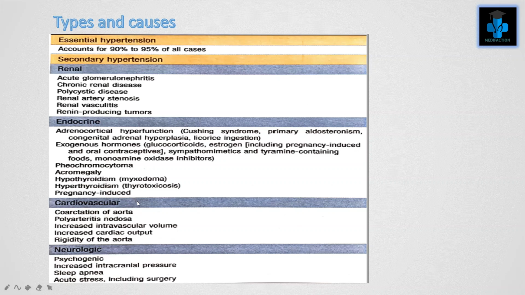When it comes to cardiovascular, we have polyarteritis nodosa, increased intravascular volume, increased cardiac output, and rigidity of the aorta, which can cause hypertension. In neurological causes, we have psychogenic, increased intracranial pressure, sleep apnea, and acute stress, including surgery.